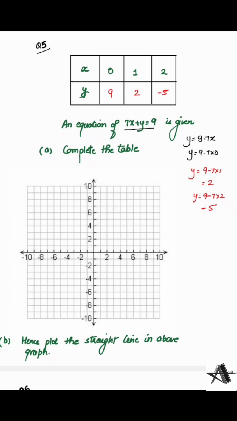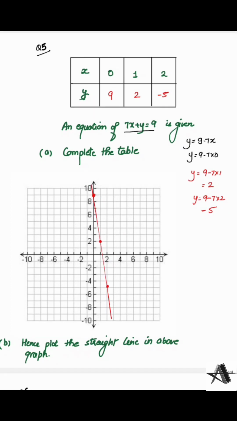B says, hence plot the straight line in the graph. So on plotting the straight line, the coordinates are at x equals 0, y is 9. That means here. This is the first point. At x equals 1, y is 2. It just comes down very fast. So here, and at x equals 2, this is going to be -5. -5 is here. Now what you need to do is just join them together. We'll get the straight line. This is the required straight line.